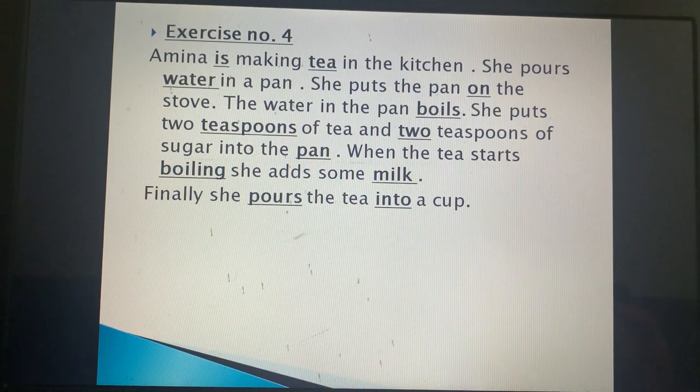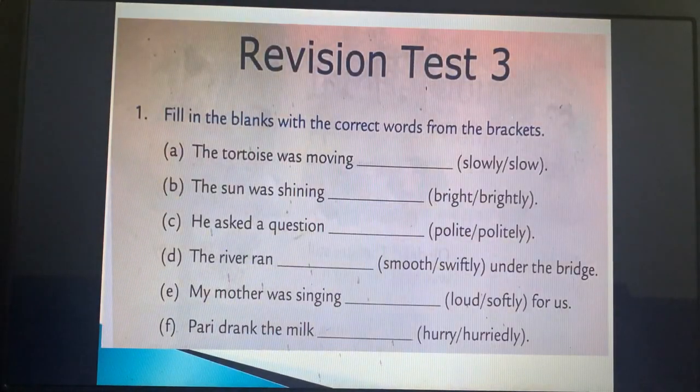Now, next we are going to discuss this revision test 3, and we will be discussing just page number 72, and page number 73 I am going to give you in the homework. Page number 74 you will be doing over here, and page number 72 I am going to discuss in this lecture, and page number 73 will be your homework. So let's start. Fill in the blanks with the correct words from the bracket. The words are given over here.